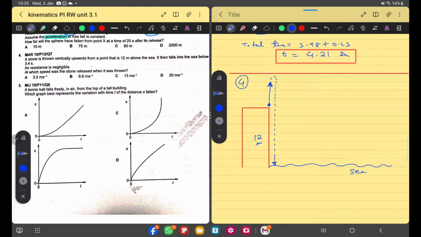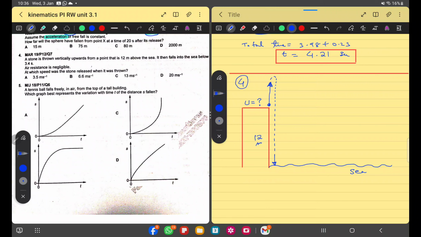Air resistance is negligible, and the question is at which speed the stone was thrown upward? They are asking the initial speed. Okay, it is the question.